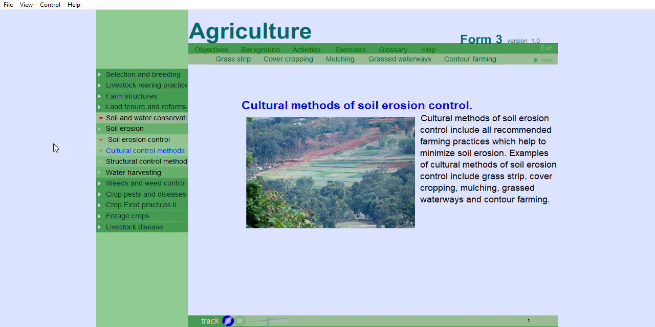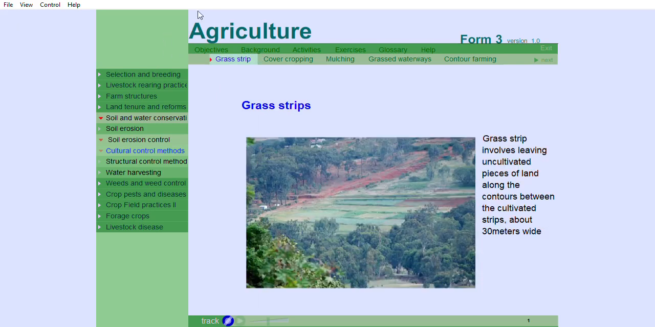Cultural methods of soil erosion control. Cultural methods of soil erosion control include all recommended farming practices which help to minimize soil erosion. Examples include grass strips, cover cropping, mulching, grassed waterways, and contour farming. Grass strips. Grass strip involves leaving uncultivated pieces of land along the contours between the cultivated strips, about 30 meters wide.